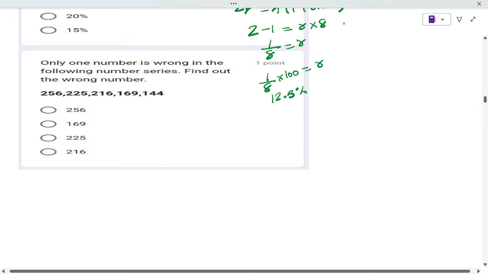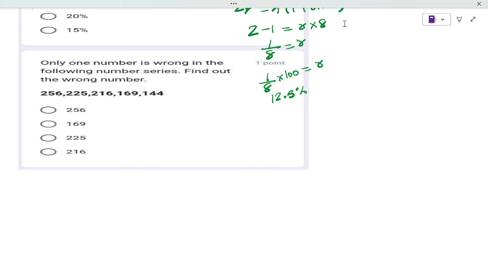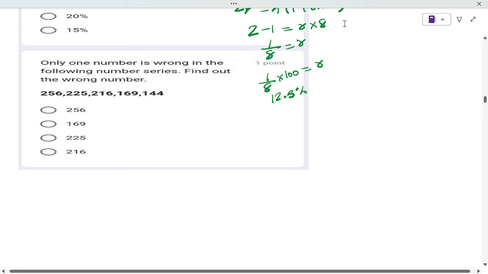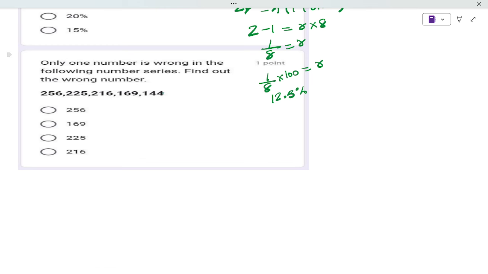Next one is the wrong number series. This is from number series. Reasoning or quants, it can come in either. So here all are squares: 12 squared, 13 squared, then 216, so this is 6 cube, and then 15 squared and 16 squared. So here the wrong one will be this one, 216 will be the answer. The rest are all squares.